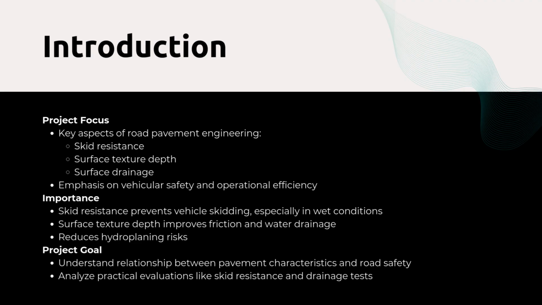For the introduction, this project focused on road pavement engineering, specifically skid resistance, surface texture depth, and surface drainage. These elements are essential for vehicle safety, especially in wet conditions, as they reduce skidding and hydroplaning risk. Our goal is to understand how pavement characteristics affect road safety and to analyze practical tests like skid resistance and drainage. Finally, this project aligns with Sustainable Development Goals, supporting SDG 9 for industry and infrastructure, and SDG 11 for sustainable cities and communities.